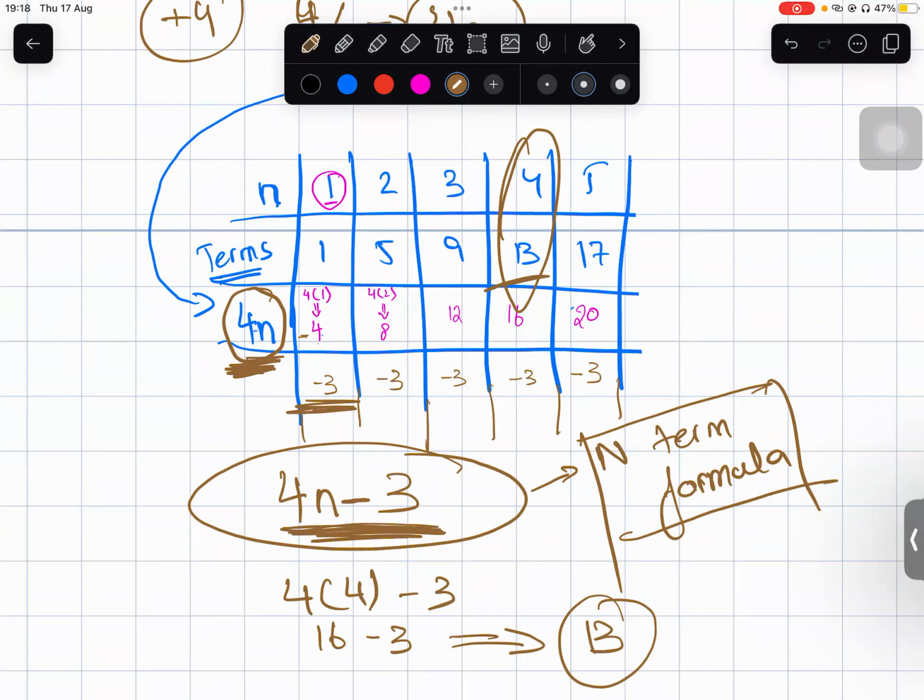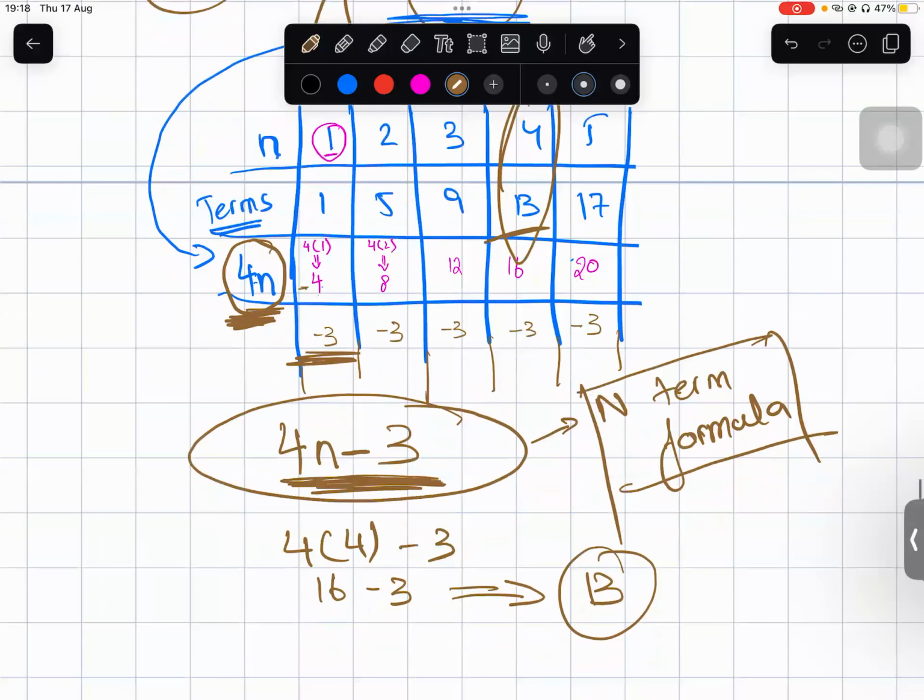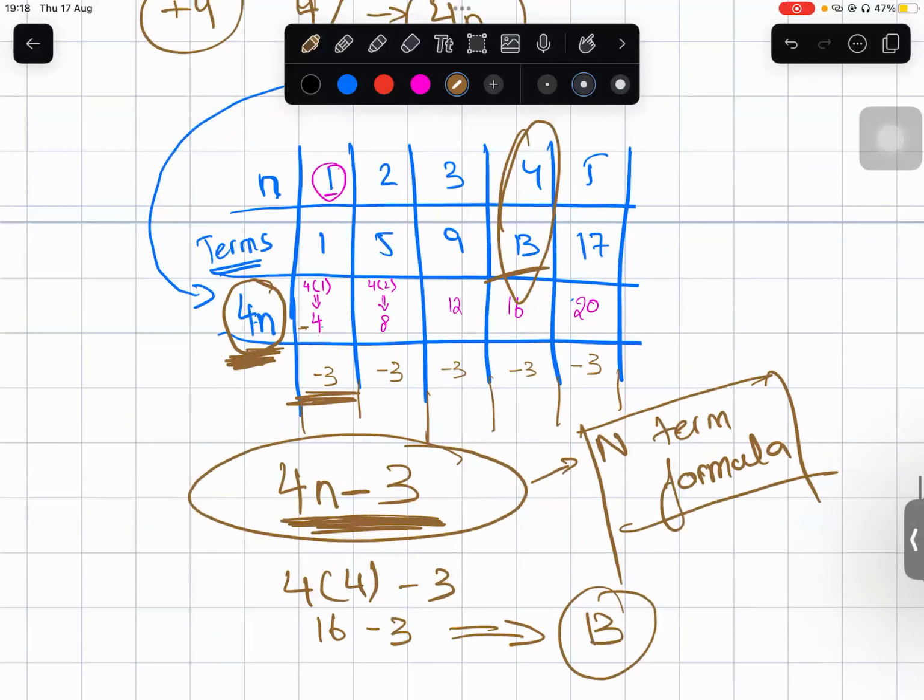Are you there, Zanya? Can you hear me? Yeah. So we basically multiply 4 by 4 and then minus 3, which we would get 13. Yeah, so you got this formula, right? Yes. This formula is for this particular sequence.